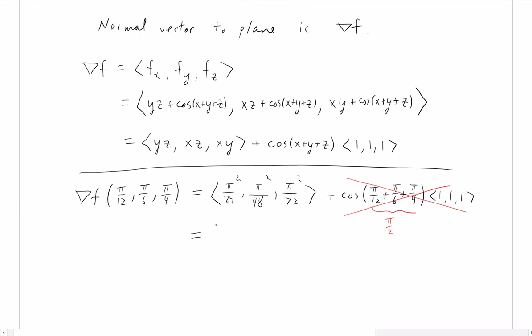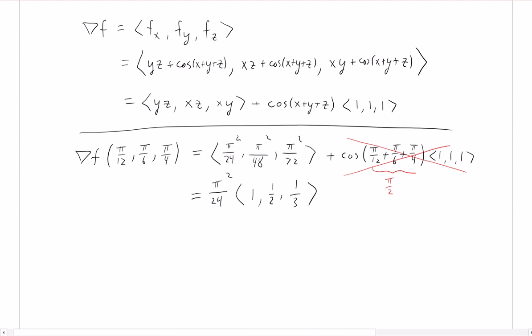And then if you notice, we can factor pi squared out of all 3 slots in this first vector. And we can actually do a little better. All the denominators are also divisible by 24. So we can actually pull out pi squared over 24. The first slot will be 1, second slot 1/2, and the third slot 1/3. So this is the gradient vector. So we can use this as the normal vector for our tangent plane.